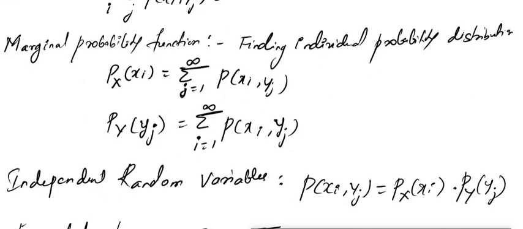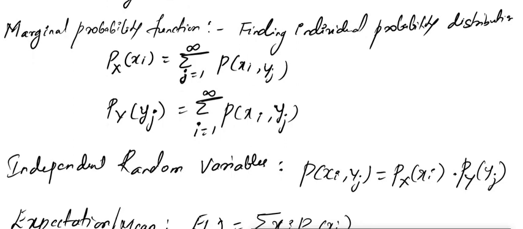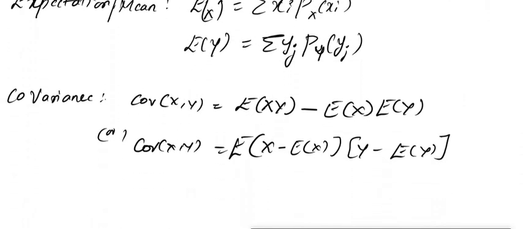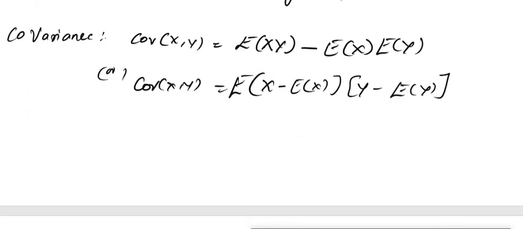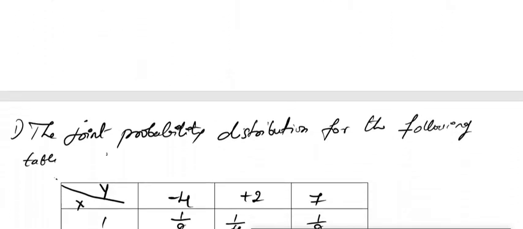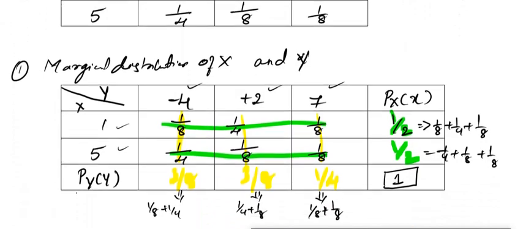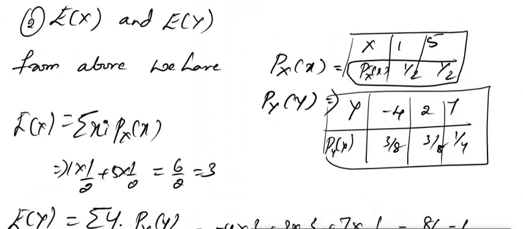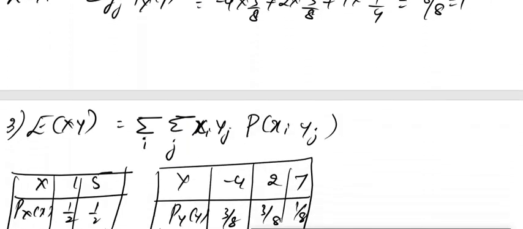Based on that we will be having marginal probability distribution. Expectation is again mean, then covariance, and this is the easiest way to find the covariance when you know the expectation value. So I hope this problem would have helped you to understand the basics of joint probability distribution.